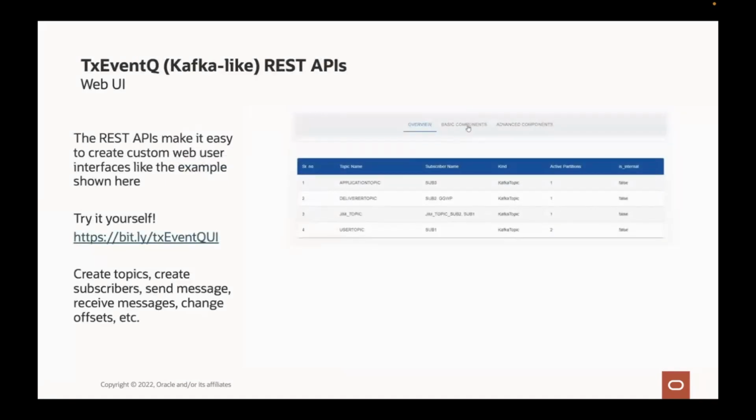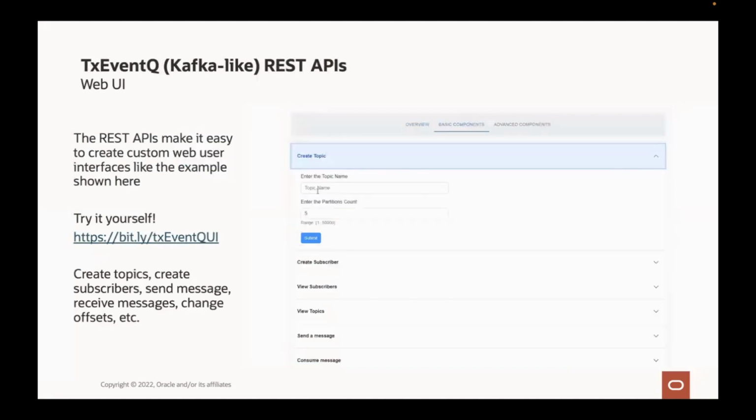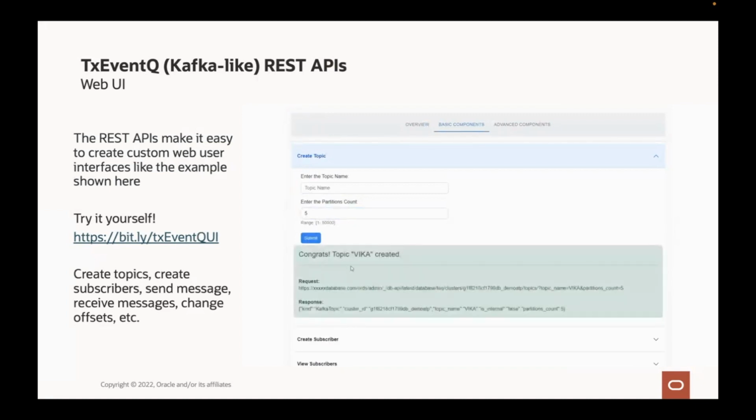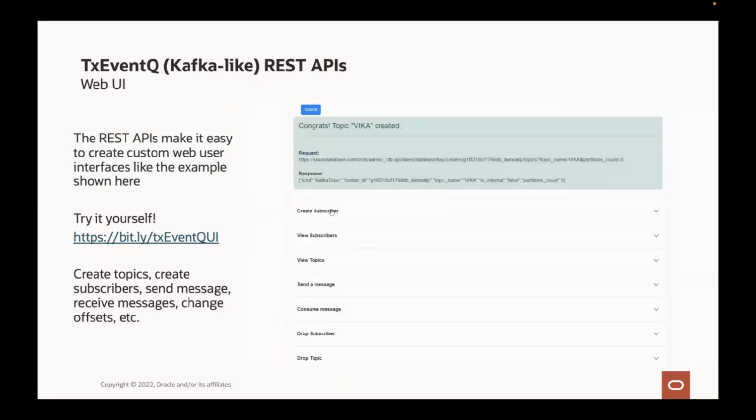The Transaction Event Queue Kafka REST APIs make it easy to create custom web user interfaces like the example shown here. This example web UI was built using Transaction Event Queue REST APIs and is available online to try for yourself at the link provided on the left-hand side.